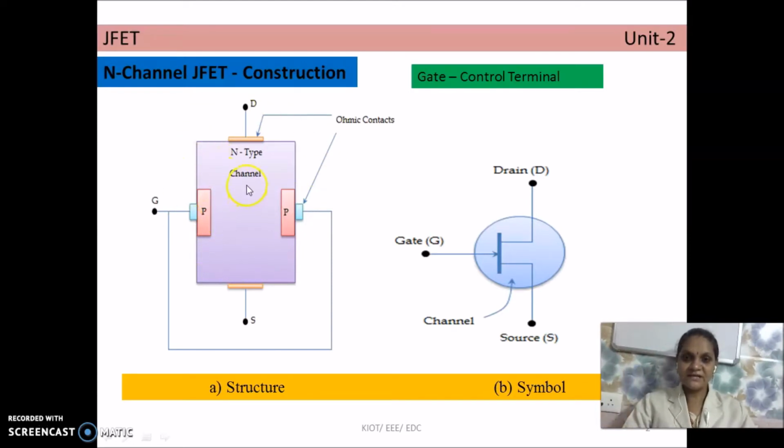So in N-channel, current conduction is due to electrons, whereas in P-channel, it is opposite. The current conduction is due to holes. That we will see later.